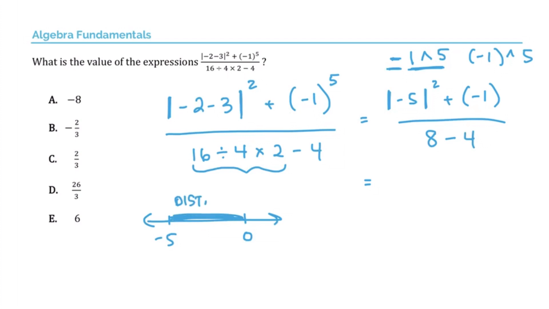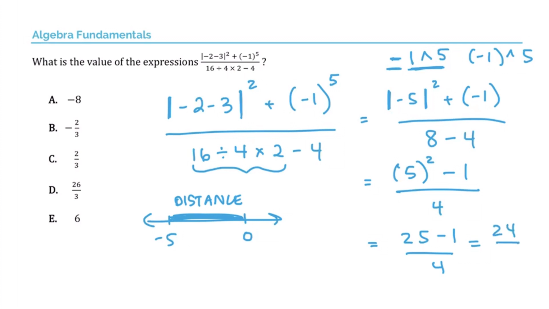And guess what? If something is a distance, distance is always positive, which is why the absolute value of -5 is 5. So I'm going to have 5 squared plus -1 just becomes -1 over 8 minus 4, which is 4. So my last step, 5 squared is 25. 25 minus 1 over 4. That becomes 24 over 4, which is 6. So the correct answer is E.